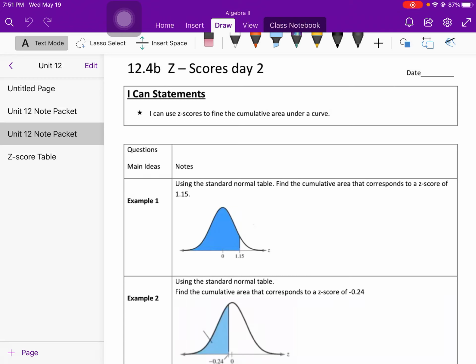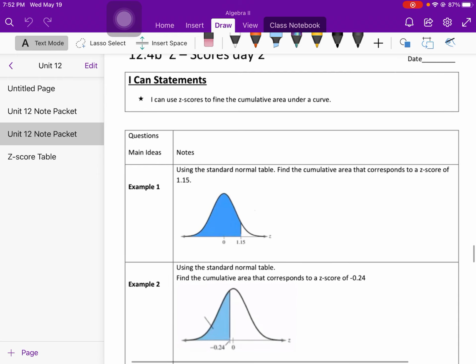Hey guys, welcome to 12.4b, z-scores day 2. So we're going to be applying the information that we learned about z-scores in the last lesson, and then we're going to be evaluating z-scores using a table.